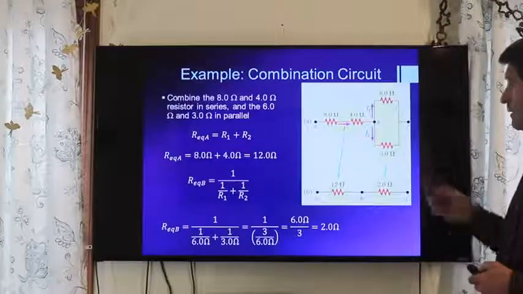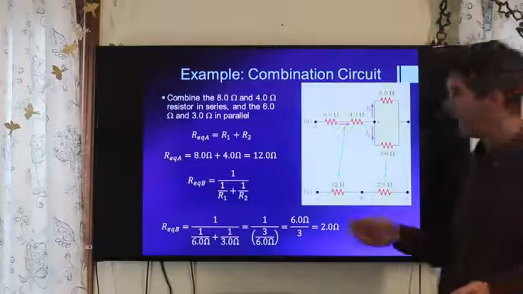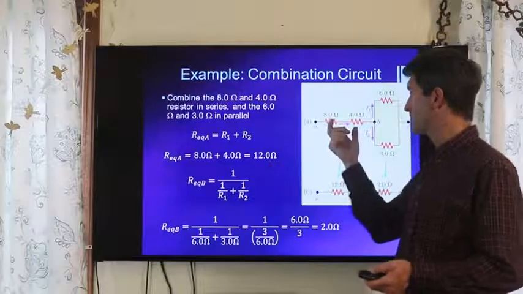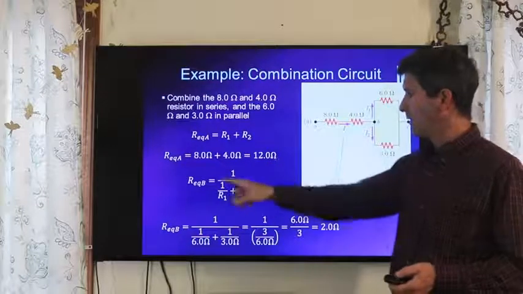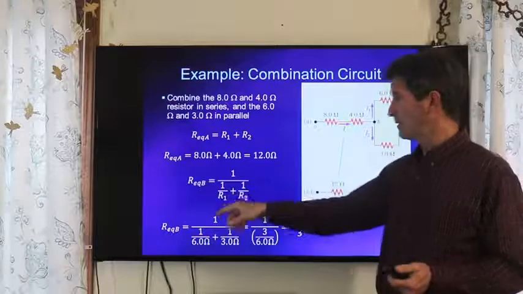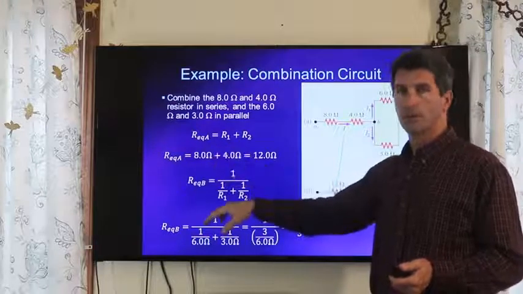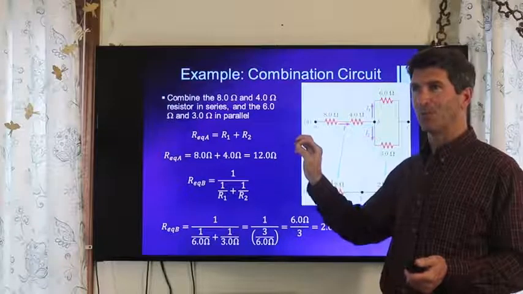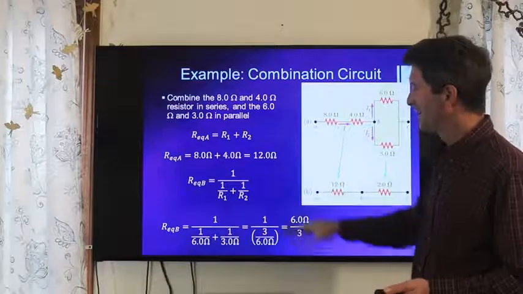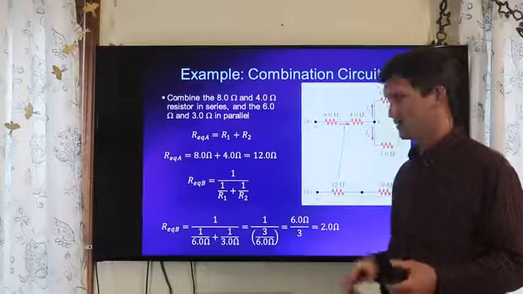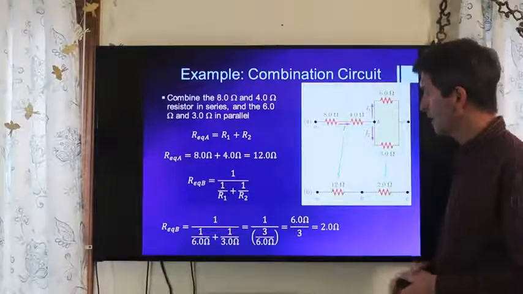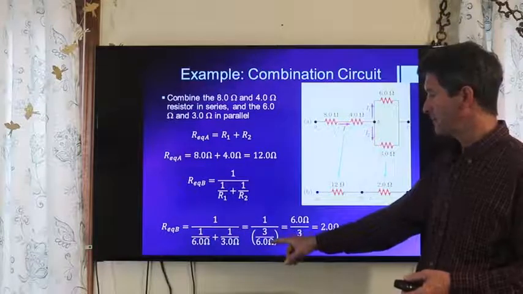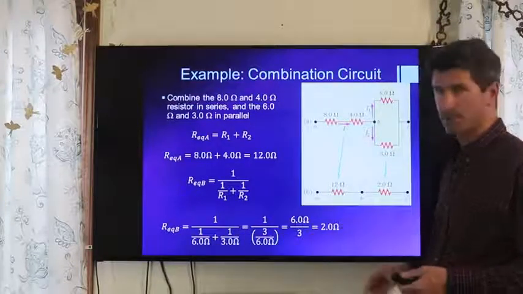Okay. And again, here's the actual math. 8 plus 4 is 12. That's this branch right here. There's a 12. Again, this other one, we take 1 over the equivalent resistance is equal to 1 over R1 plus 1 over R2. If we solve for just the equivalent resistance, it looks like this. Okay. Again, 1/6 plus 1/3 is equal to 1/2. Take the reciprocal of 1/2, and we get 2.